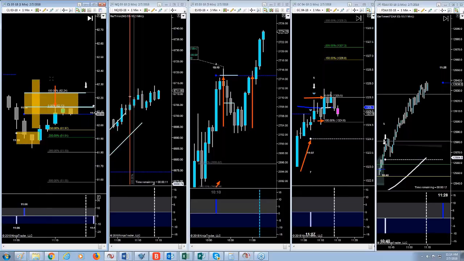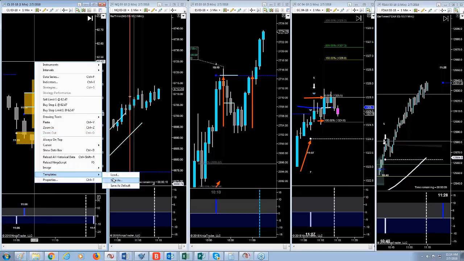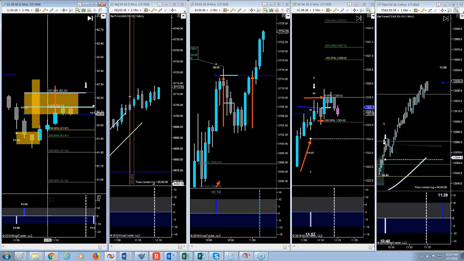So Ron, we'll take this one. Save this as my 714.8 template. We'll open a new NQ 1 minute chart and see what it did with that.